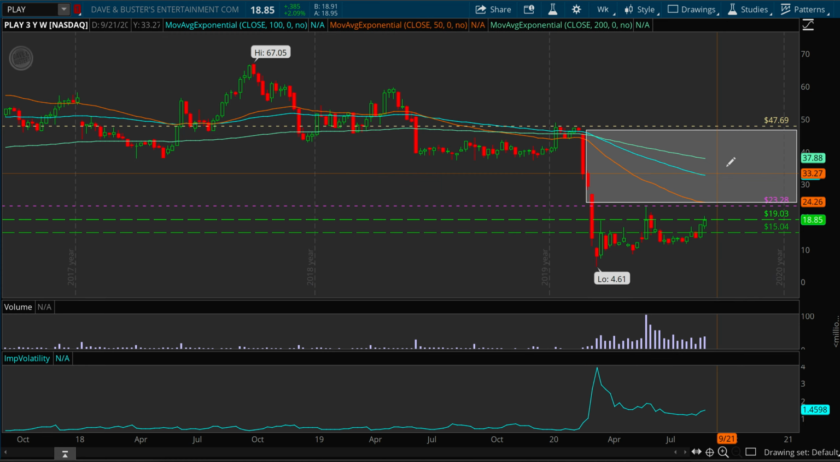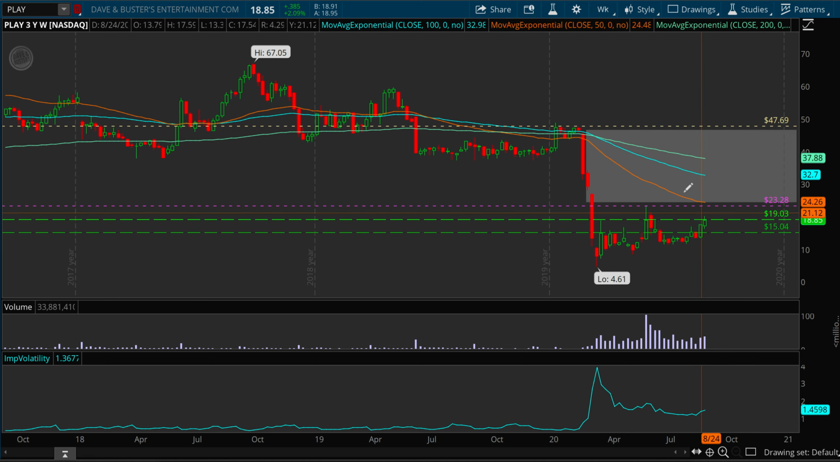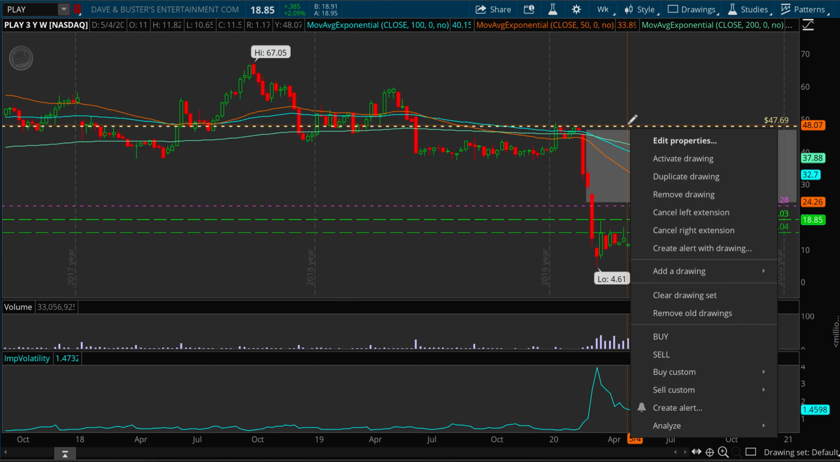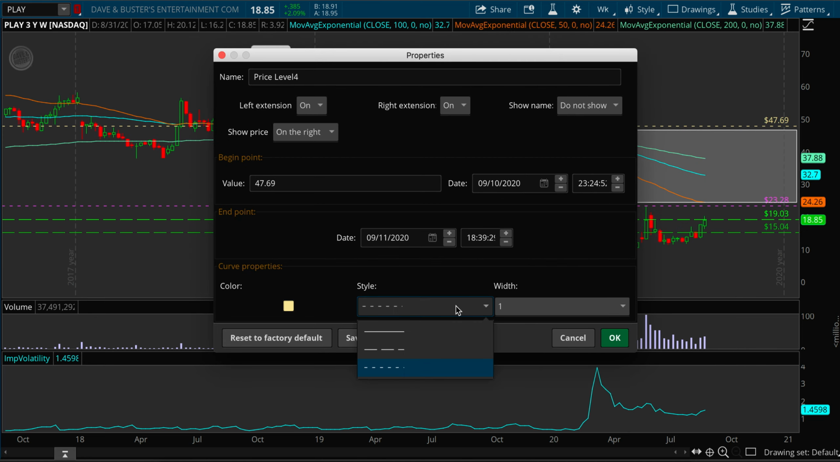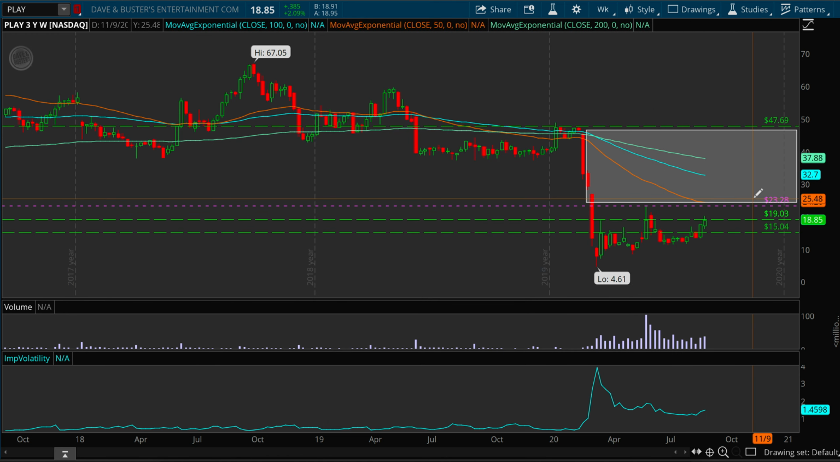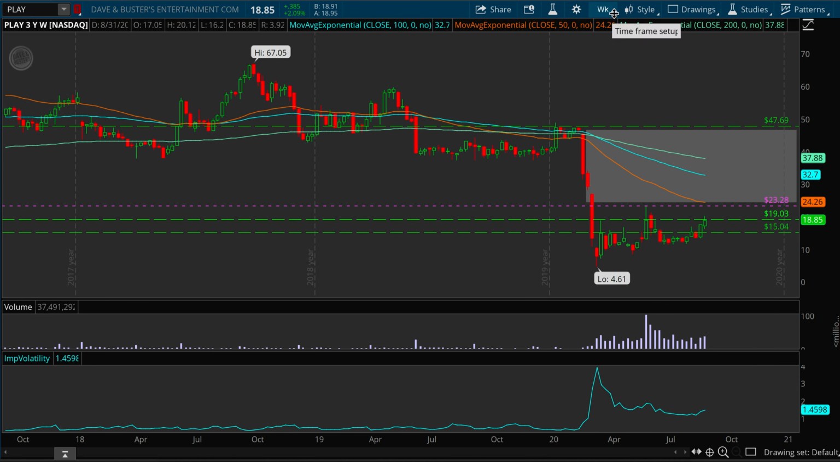Obviously, I just knew that gap was there because of that 47.69 daily level, or is that a weekly level? It's a weekly level. Because of this 47.69 weekly, as well as this daily 23.28. You can map these out however you want, but I normally just go from top to bottom daily, and then I'll go over to the weekly and do top to bottom weekly.